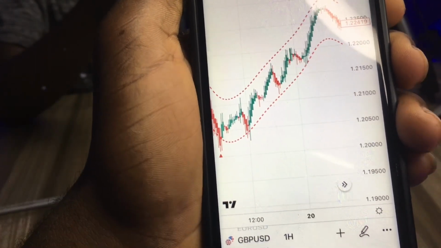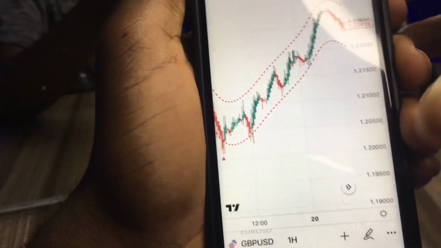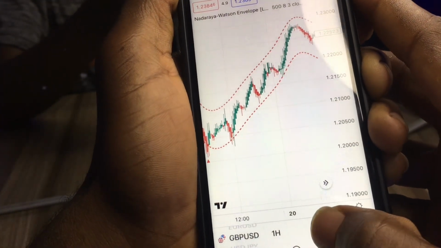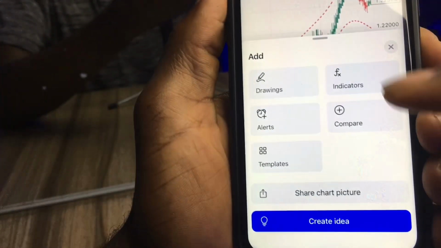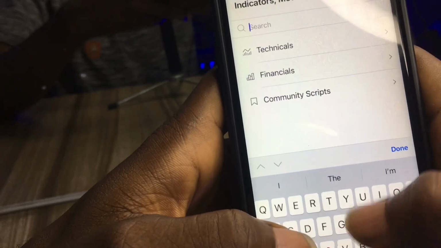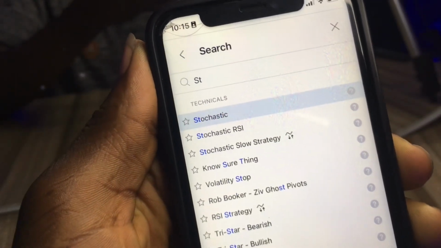Now like I said, as this video goes on, I'm going to be leveling up the strategy. So what we're going to do right now is add in the stochastic. You want to come and tap into the plus button right here, tap into indicators, and what you need to do right here is type in stochastic, just the stochastic. So you can go ahead and tap that in.